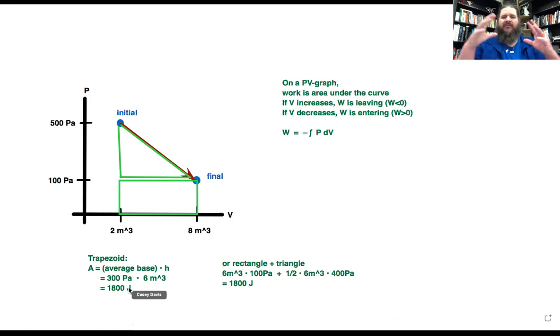However, since the gas is expanding, should we treat that as positive or negative? Yeah, we should treat this as negative 1800 joules, because 1800 joules of work is leaving the system during this process. So that's the work done. No matter how you find the area, we now know that the work done during this process is negative 1800 joules. Any questions on that so far?